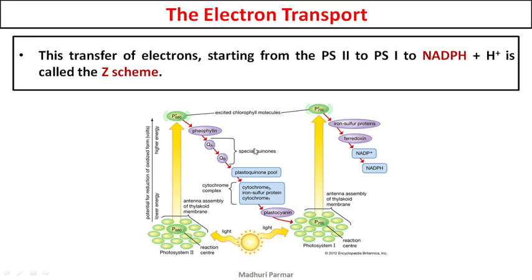Chalo. This transfer of electrons, starting from PS2 and going to PS1 and finally to NADPH, is called the Z scheme, okay, because it forms this Z-like structure. I don't know, it looks more like N, but when you look at it from this side, it looks like a Z. So it is known as Z scheme. Remember, this is an important point. Non-cyclic photophosphorylation looks like a Z scheme.